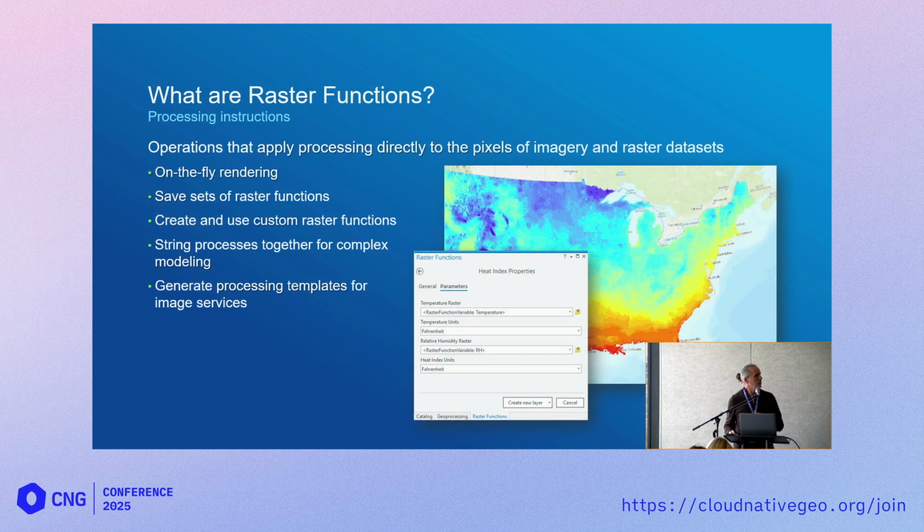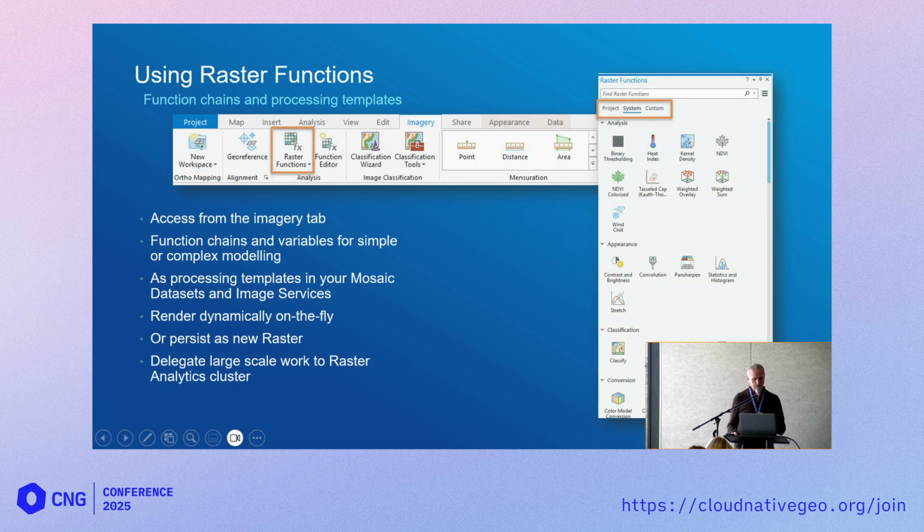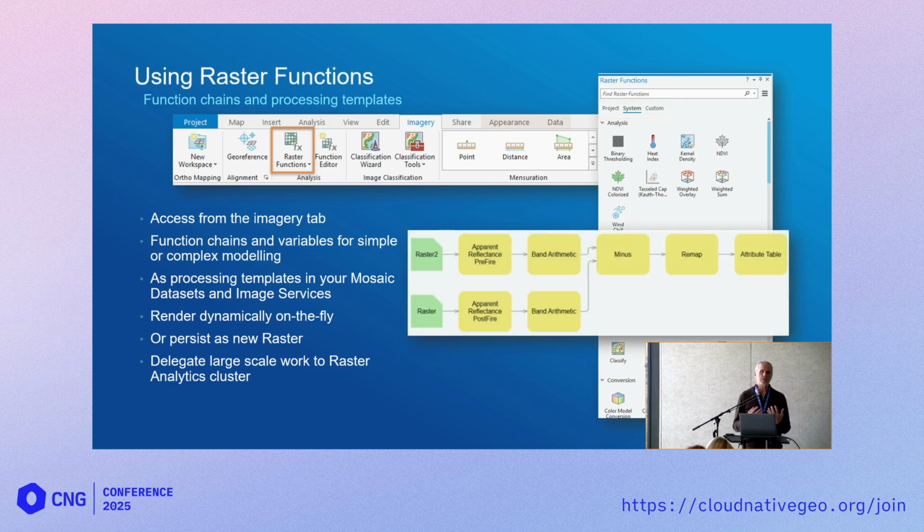So it's pretty powerful. You can access these through the ribbon in the imagery group, and you have this kind of visual model builder way to construct the logic. You can make custom Python raster functions, so you're not even limited to the system set that we have. And these can be used a lot of time just on the fly. As you zoom and pan, the imagery is rendering as you've instructed. Or you can persist that out and save it as a new content raster. So very flexible, very powerful.